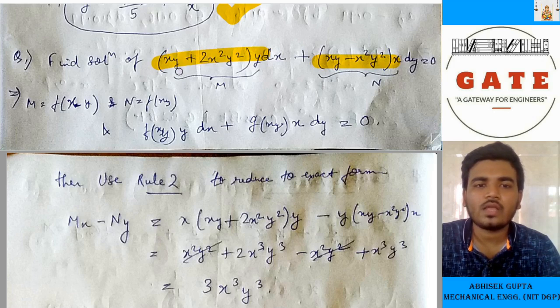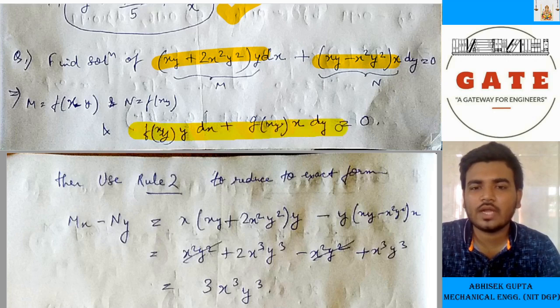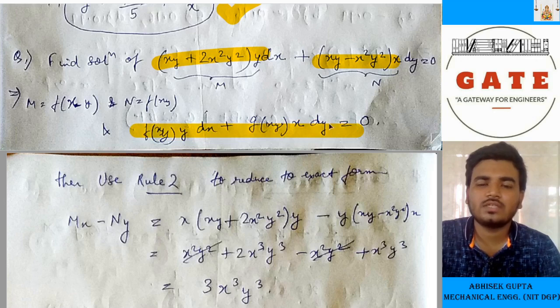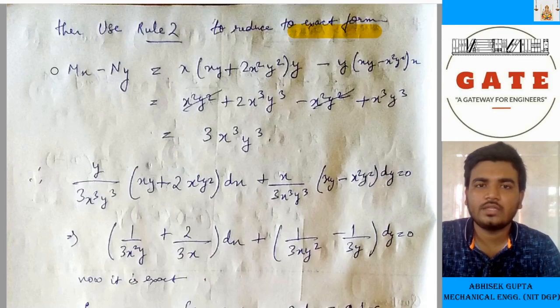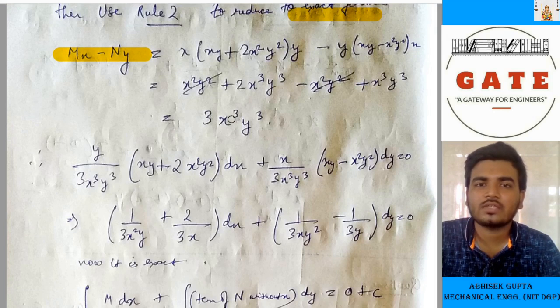M is a function of xy and N is also a function of xy. See here, xy + 2x^2y^2 and xy - x^2y^2 are functions of xy. If this is the form, function of xy into y dx plus another function of xy into x dy equal to 0, then use rule number 2 to reduce to exact form. Now we have to find Mx - Ny. After finding, we get 3x^3y^3.